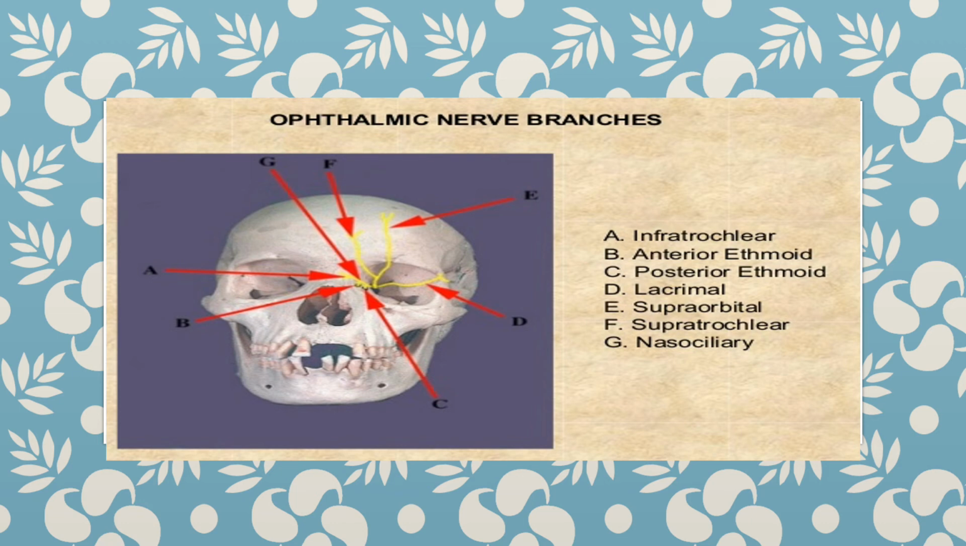Then the supraorbital nerve present laterally. Supratrochlear nerve that is shown in F. It is present medially. Then nasociliary that is present on the medial side of the orbit. These are the branches that can be seen on the face.